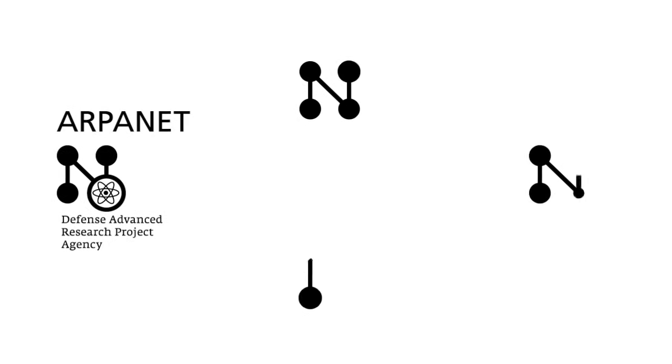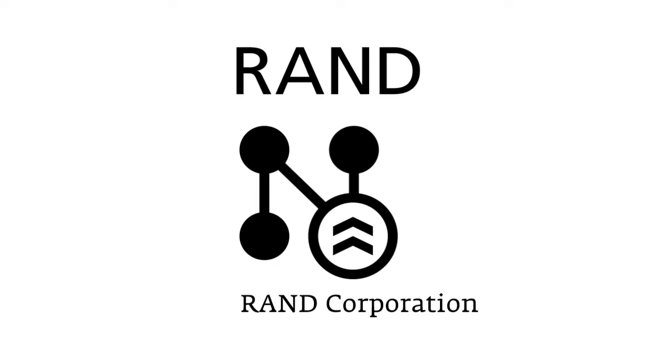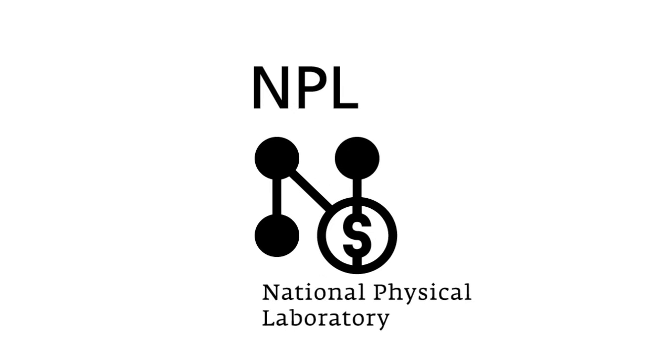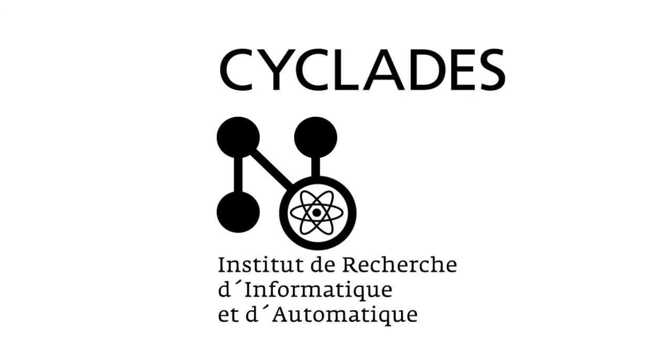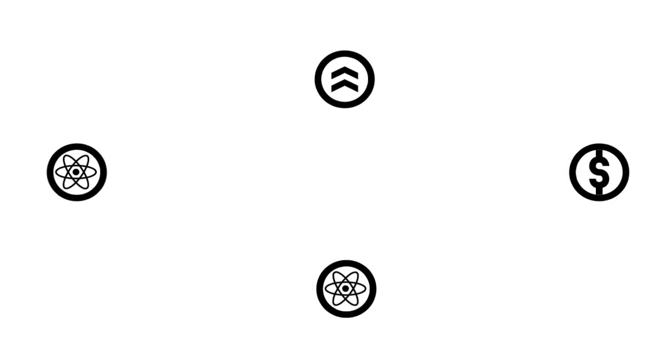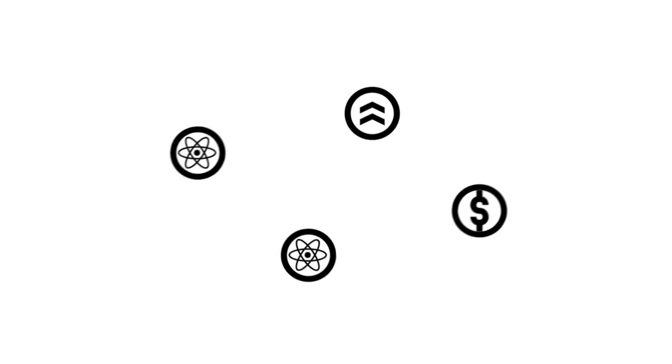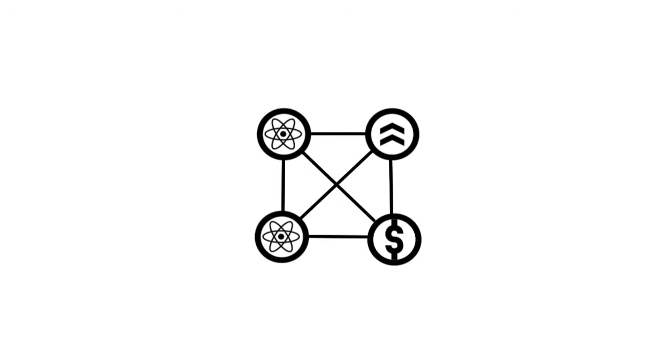Furthermore, three other concepts were to be developed, which are fundamental for the history of the internet. The concept of a military network by the RAND Corporation in America. The commercial network of the National Physical Laboratory in England. And the scientific network, Cyclades, in France. The scientific, military, and commercial approaches of these concepts are the foundations for our modern internet.